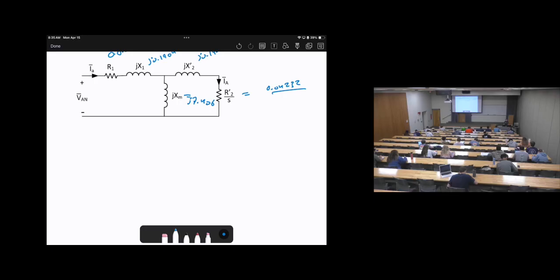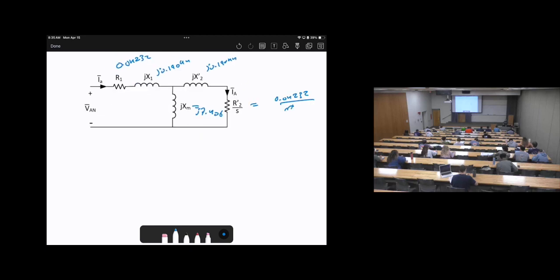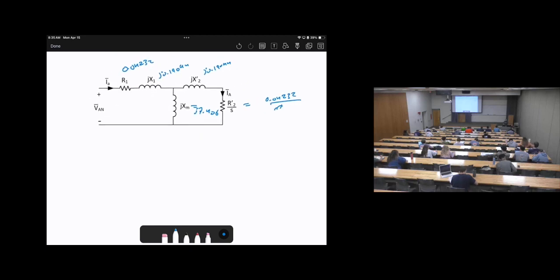0.04232. Keep in mind it's divided by S. I didn't know S yet, so I'm going to keep it as divided by S. Now in this circuit, the only thing that we don't know here is VAN. So let's try to find VAN.